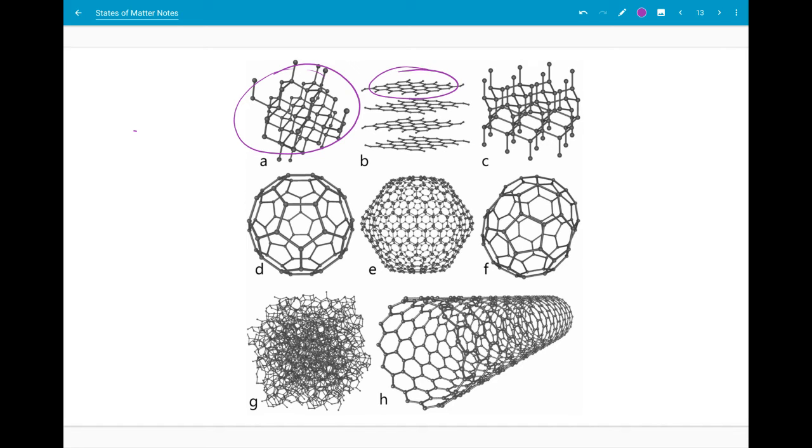This second one here is graphite. And if you think about a pencil, it'll come off in sheets. So this middle part here is strong, but not in between those. So this is like the pencil lead that you would see on your paper.